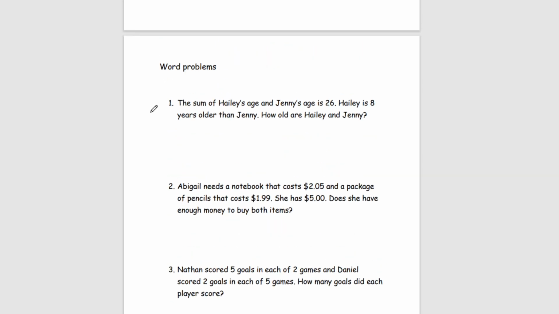Let's imagine that Haley is 16 and Jenny is 8. We can add these two together and we get 24, which is 2 years off. And so now we'll add 1 to each number. So now we'll try 17 and 9. And 17 and 9, that gets us 26. And 17 is 8 greater than 9, so we know this is the correct answer. So Haley is 17 and Jenny is 9.